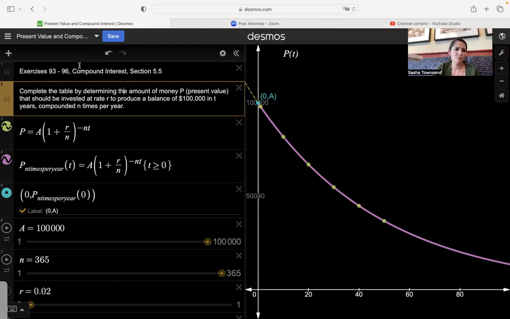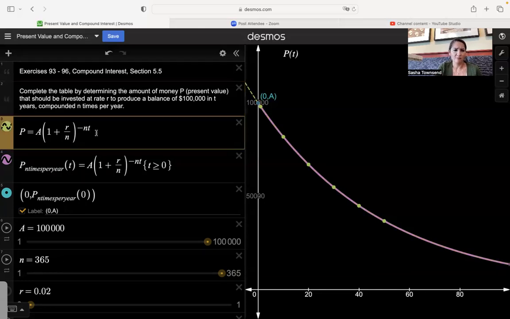So if you want to, you can change the values of A, R, and N, and change the value of T. Of course, you can change the formulas if you like as well. But these are the formulas that I used for continuously compounded interest, and then compound interest that's compounded n times per year.